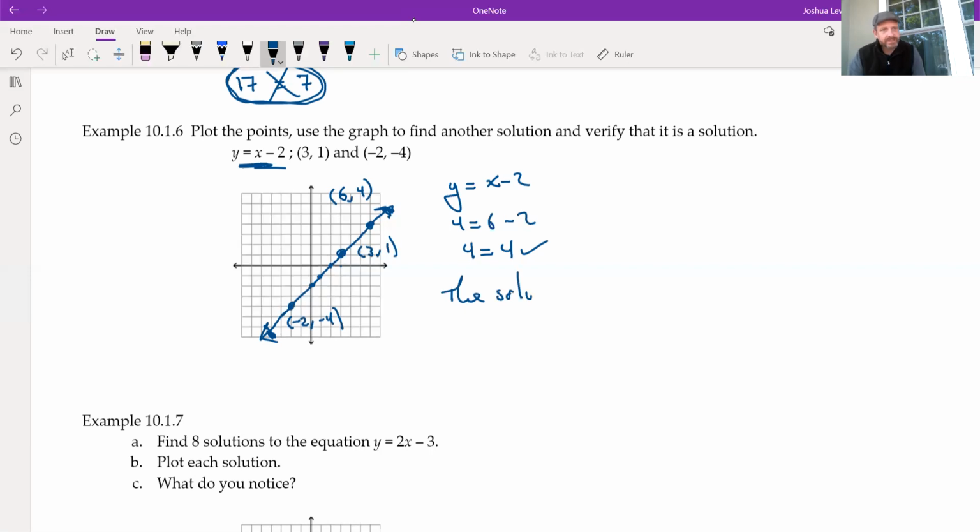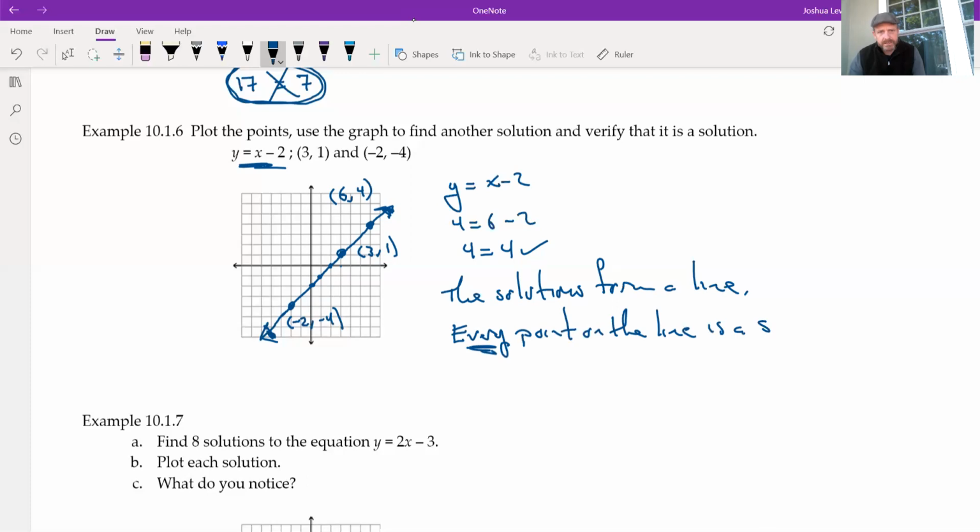The solutions form a line. In other words, every point on the line, even the ones that are not whole number valued, is a solution to y equals x minus 2. Okay?